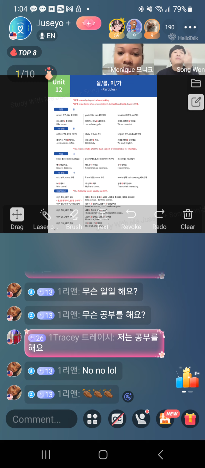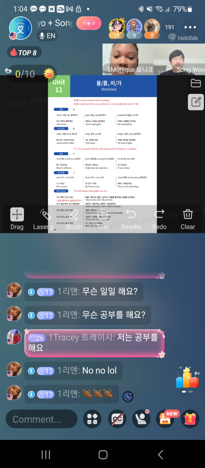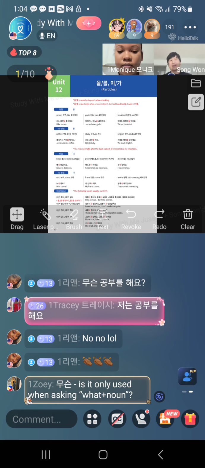So 무슨 일을 해요? But now I want to explain this. 을 is not used in speaking. So practice 무슨 일을 해요, but speak 무슨 일 해요. Drop this 을 and 무슨 일 해요 sounds a lot more natural. As we practiced, 을 is too difficult to pronounce, right? So that's why. All right, 을 is done now.